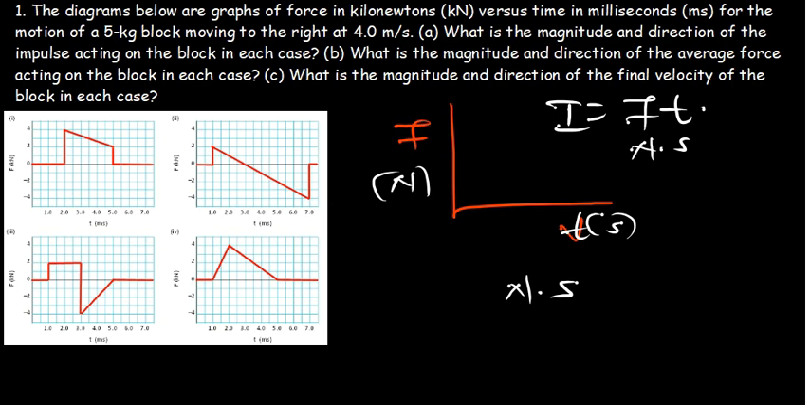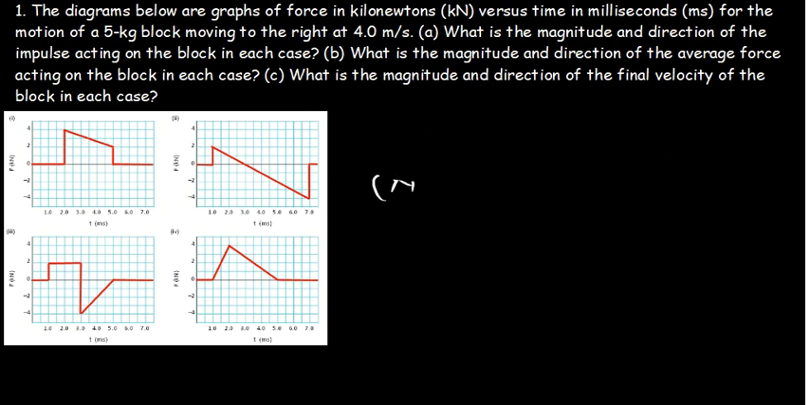Now we want to find the impulse, so we have to find the area under the graph. The question is saying in each case, so we're going to find this graph here and there. So let's begin now. Let's start with the first one. How can I find the area under the graph? I can clearly see that I have got my shape, which is this.